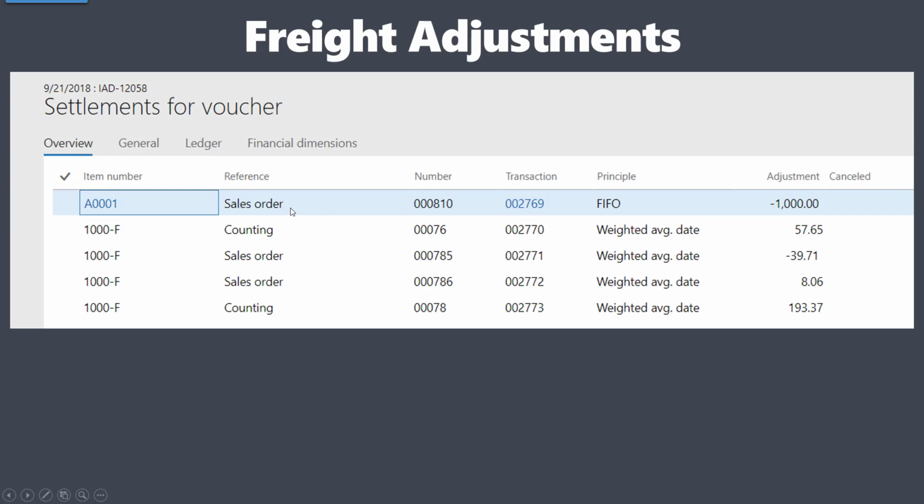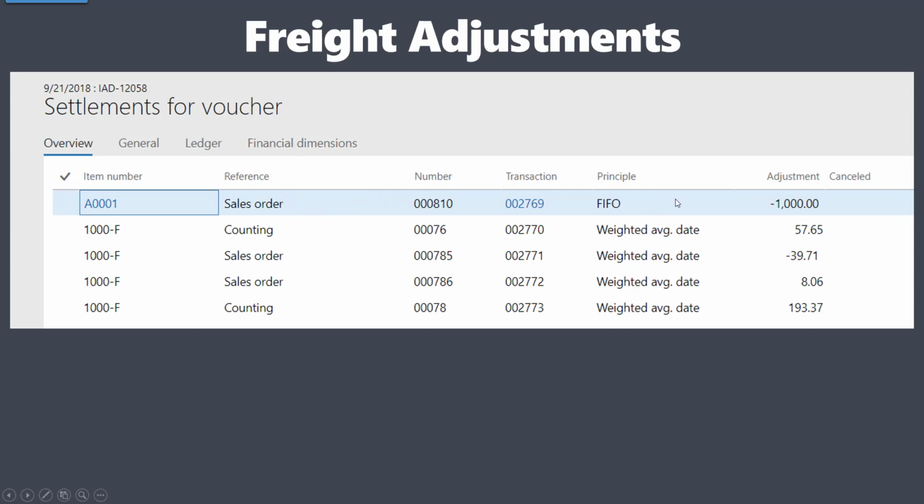And then when you look at settlements for the voucher, you can see what happened here is that $1,000 adjustment to the value of the purchased inventory. Now, if I sold it, it will in fact do an adjustment against the sales order. And actually, it'll do other adjustments too, but this is the adjustment for that specific order.